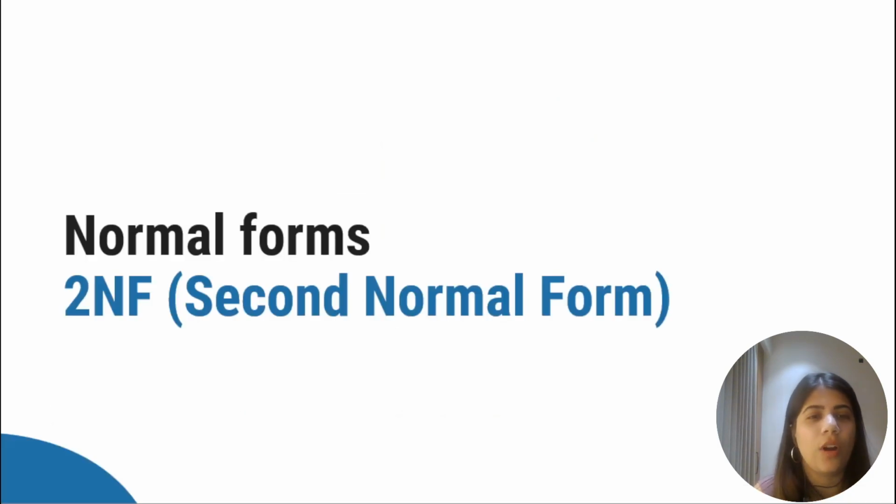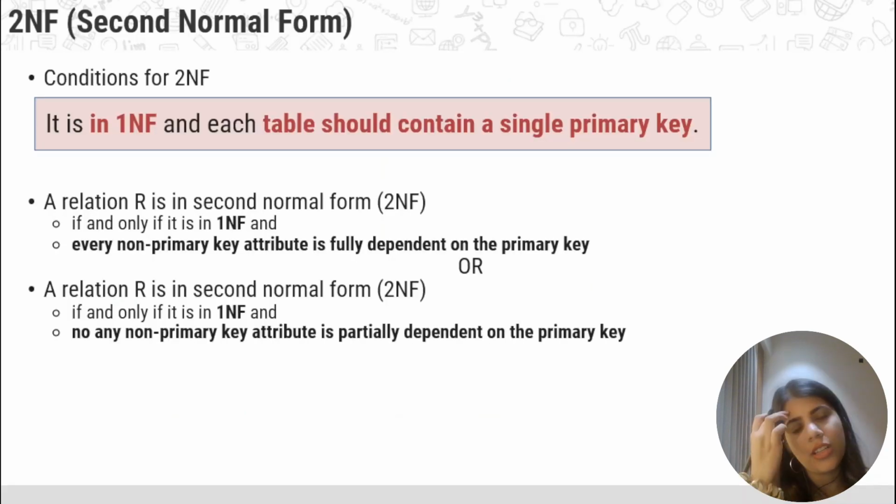Let's see the second one, 2NF. Now, what are the conditions for a table to be in 2NF? It has to be, of course, in 1NF, and each table should contain a single primary key. So a relation R is in second normal form if and only if it is in 1NF, of course, and every non-primary key attribute is fully dependent on the primary key. A relation R is in second normal form if and only if it is in 1NF and no non-prime attribute is partially dependent on the primary key.